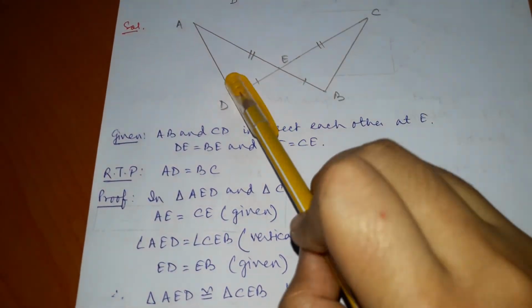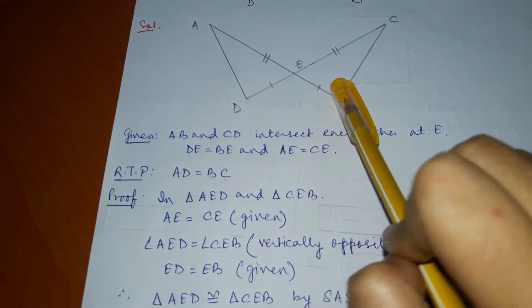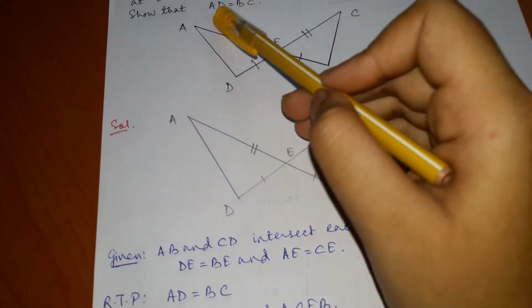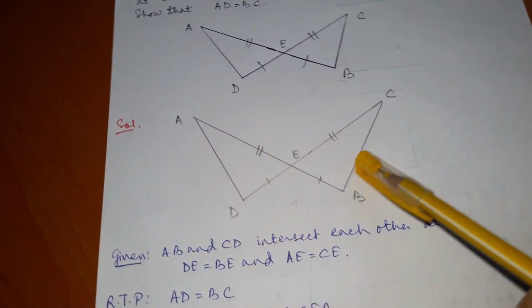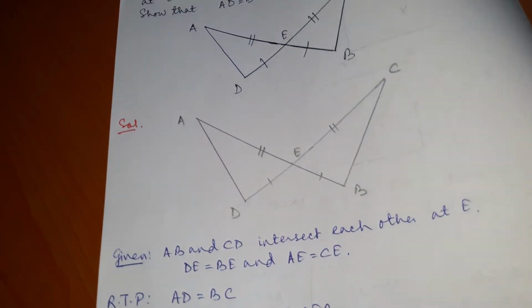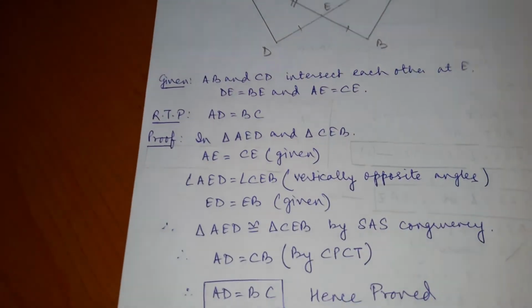If we are able to prove these two triangles to be congruent, then easily we will be saying that AD equals BC, that is the given required to prove statement by CPCT, corresponding parts of congruent triangles. So how will we prove this?